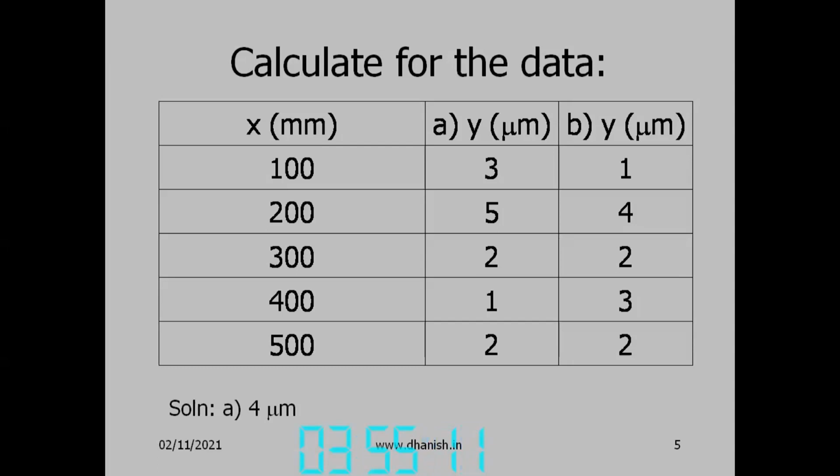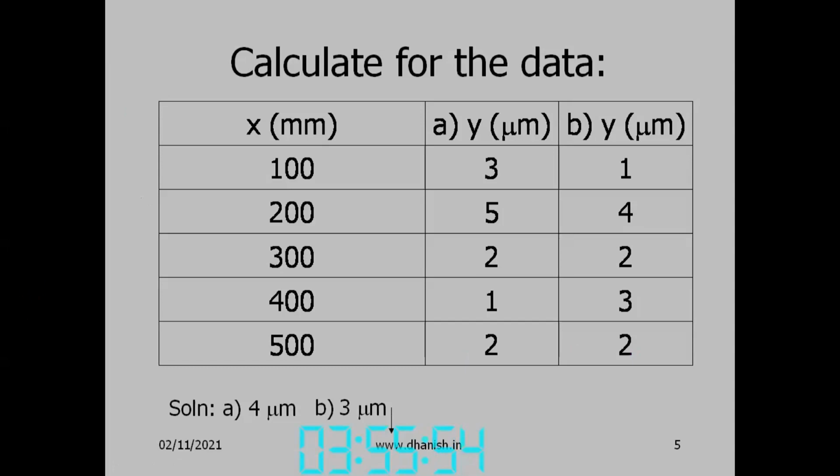So what is the straightness error for the second data set? Somebody can write in the chat box. Okay, correct. Maximum is 4, minimum is 1. So 4 minus 1 is 3. That is the basic straightness with respect to a horizontal line.